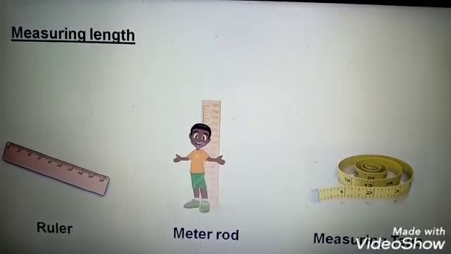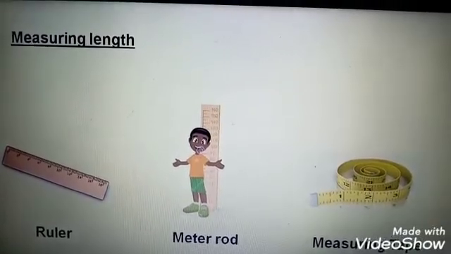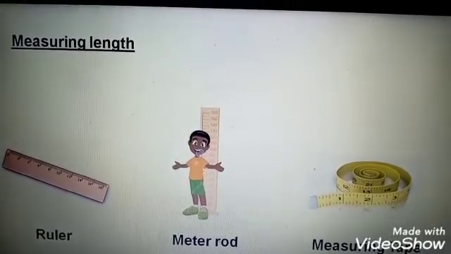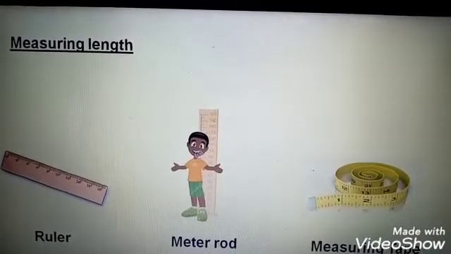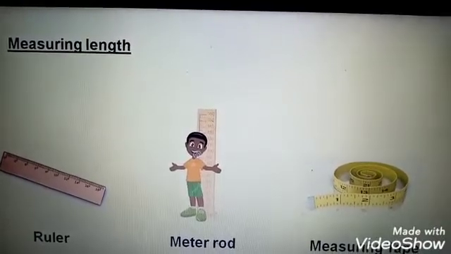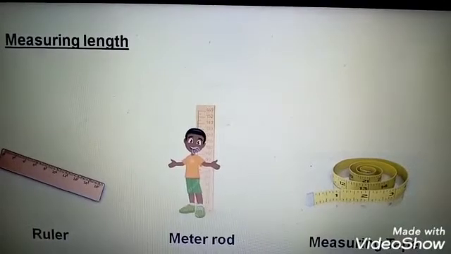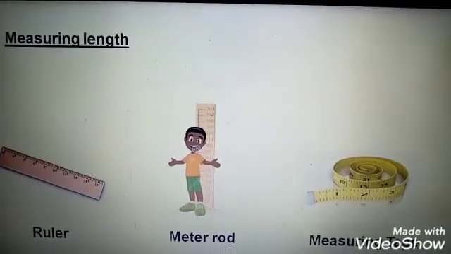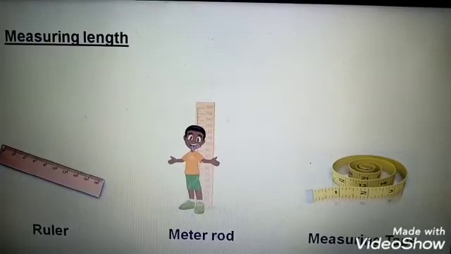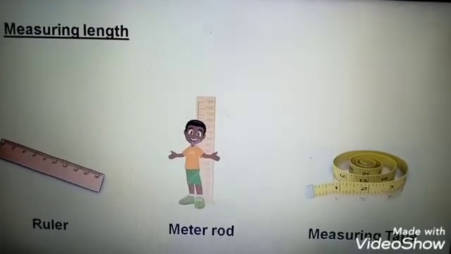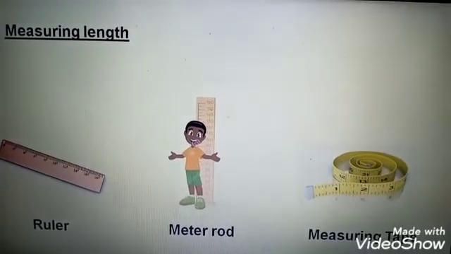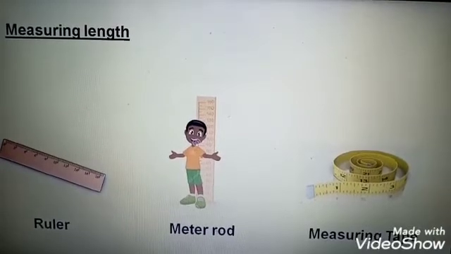These are the instruments for measuring the length of any object. You can also measure the length of your geometry box or the pencil with the help of a ruler. We use a meter rod for measuring the height of a boy, and a measuring tape is used to measure the length of any cloth.